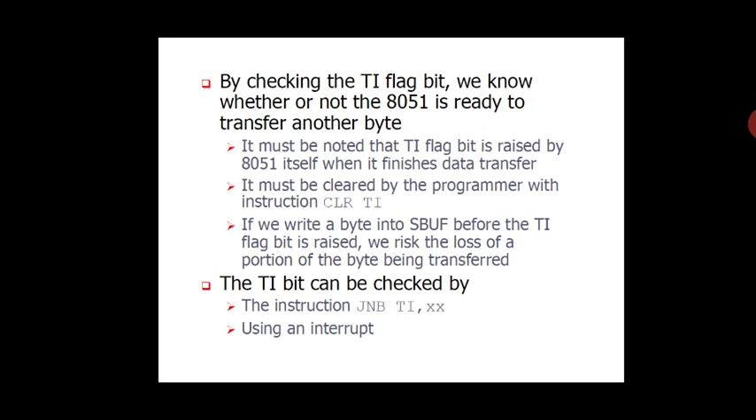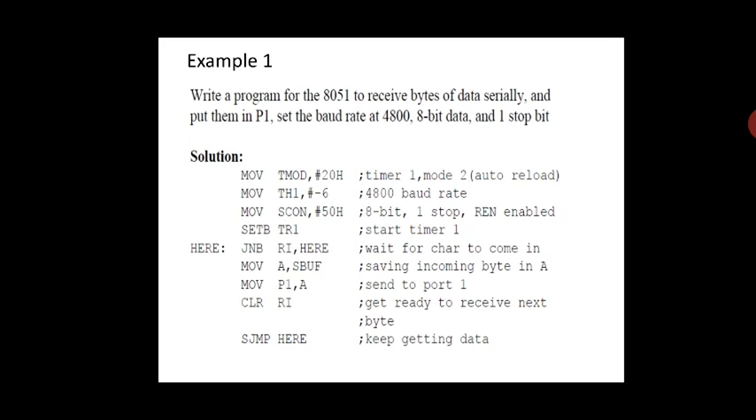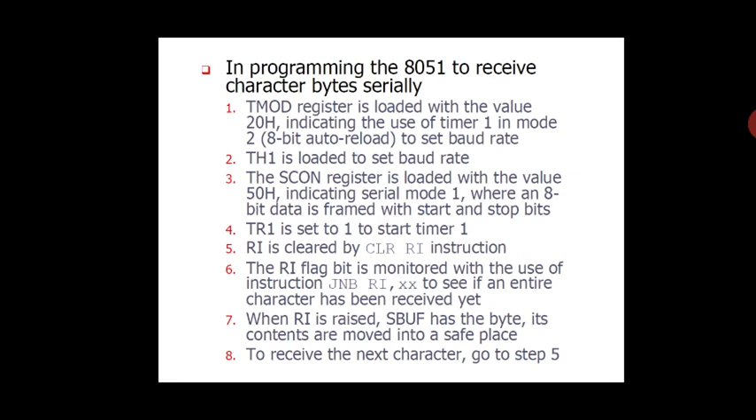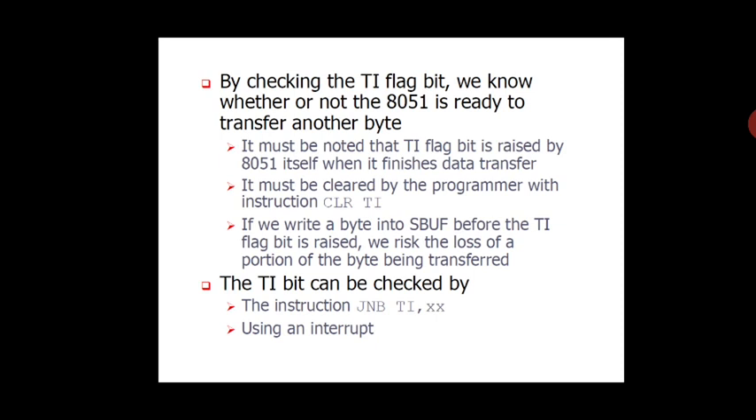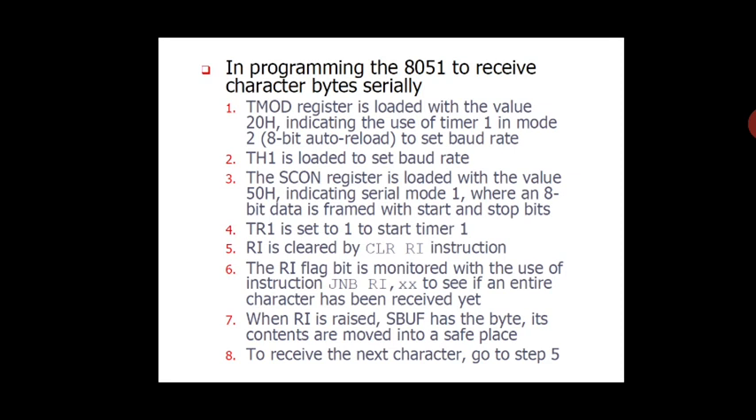And all the while we are checking the TI bit using JNB. That is what JNB TI, XXX. Jump if not bit. Which bit? TI. Jump if no bit TI, then it will keep on looping. It is like an interrupt.